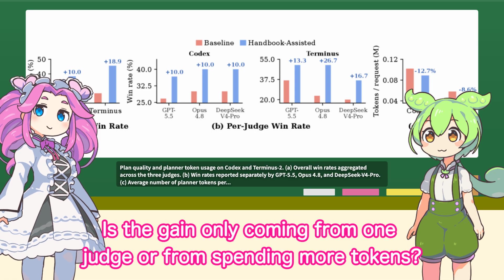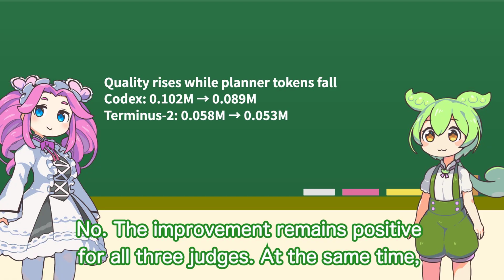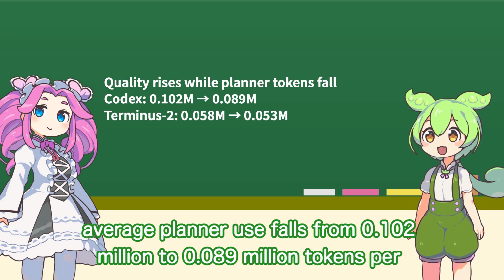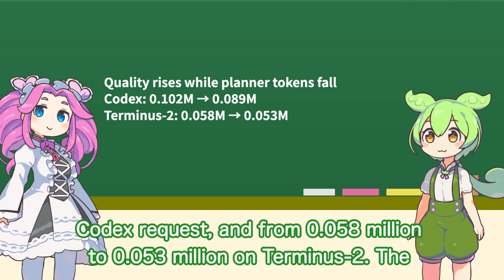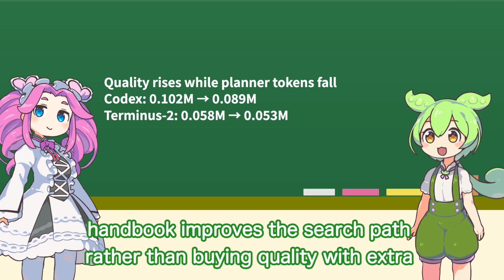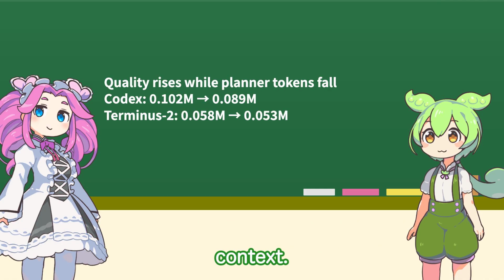Is the gain only coming from one judge or from spending more tokens? No, the improvement remains positive for all 3 judges. At the same time, average planner use falls from 0.10 million to 0.089 million tokens per Codex request, and from 0.058 million to 0.053 million on Terminus 2. The handbook improves the search path rather than buying quality with extra context.